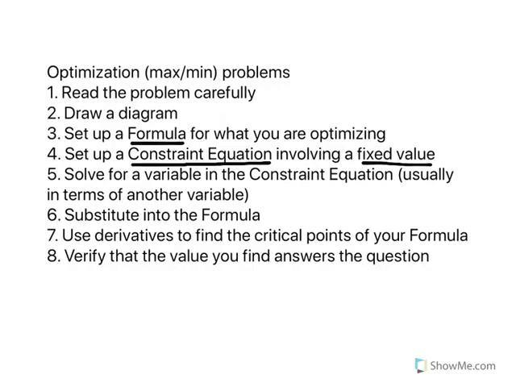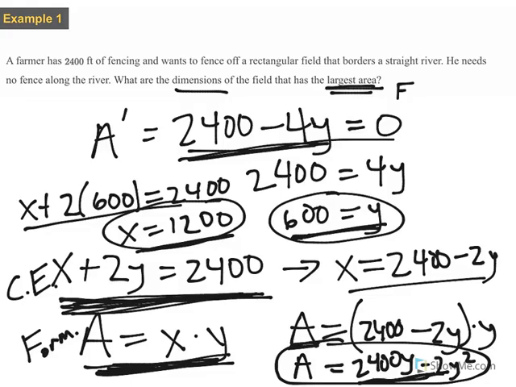Okay, and then at the end I mentioned this, but it's a good thing to check for. Number 8, verify that the value you find answers the question. Here's the deal. In this problem, we only had one critical point, but sometimes that's not the case. Depending on the area or the formula that you have, you might end up getting 3 different critical points. And so the question is, out of those 3 critical points, which one gives you the largest area? Essentially this is like checking your work and making sure that what you found actually does what you want it to.